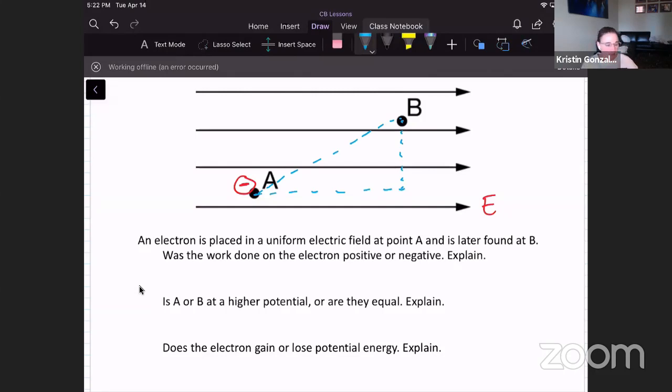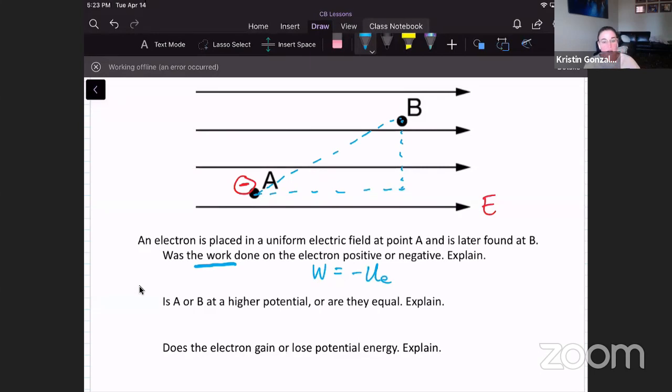Okay, so what do we think about the work done on the electron? Is that going to be positive or negative? Well, this goes back to gravity, springs, and in general, the definition of work and energy. If we have a conservative force, which is anything associated with a potential energy, like spring force or gravitational force, then we can say in general that the work done is equal to the negative change in potential energy.